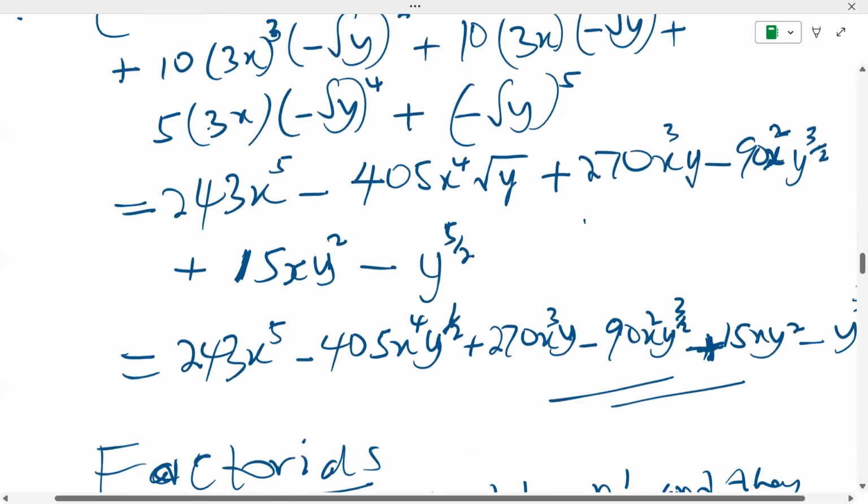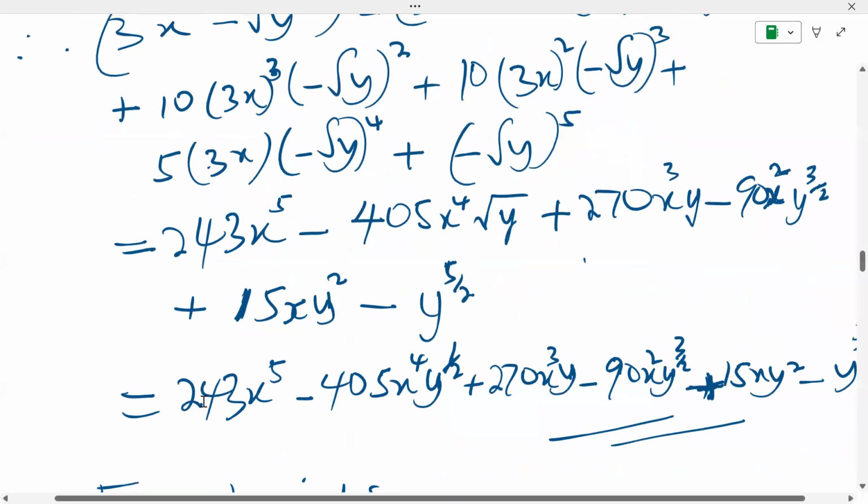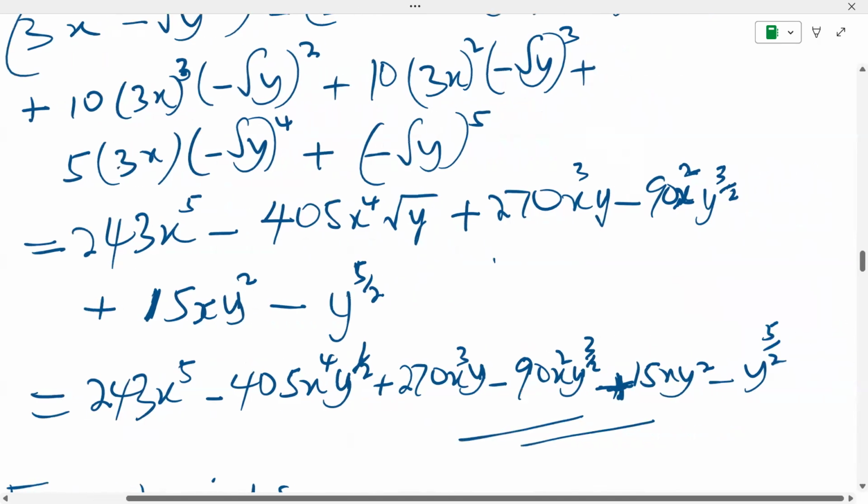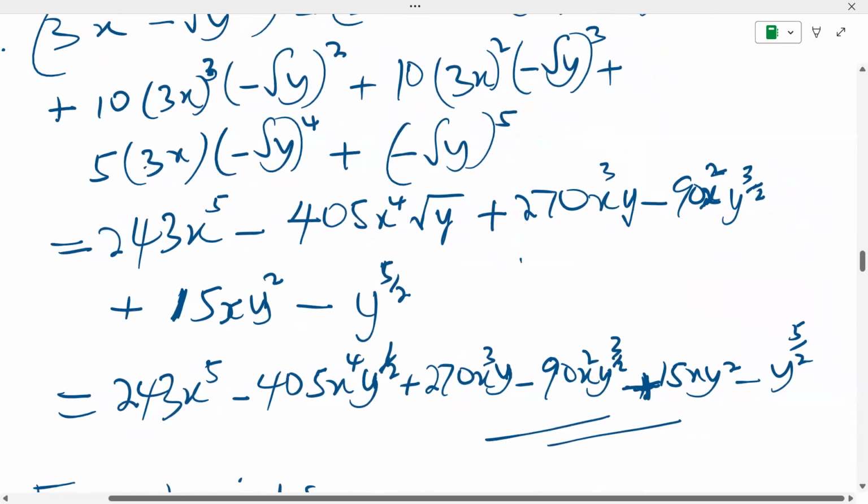Good. And so when we take our time and do the simplification, we shall get 243x cubed for this. 405x raised to the power 4, y raised to the power half, 270x cubed, and then y, minus 90x squared y raised to the power 3 on 2, plus 15xy squared, then minus y raised to the power 5 on 2. That is great.